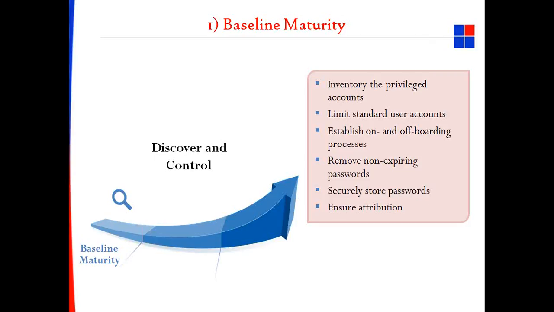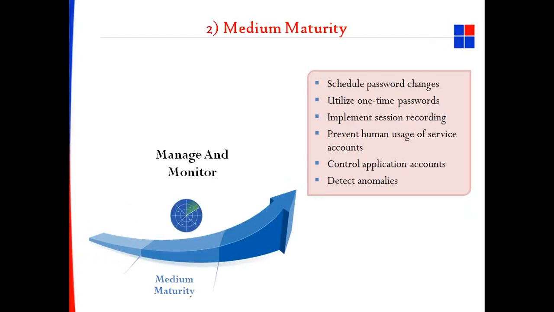Ensure attribution. What do I mean by that? Ensure that unique identifiable accounts are linked to individual users and the account is authenticated every time privileged access is granted on a system. This will ensure accountability and attribution of all actions. Let's go to the medium maturity model. In the medium maturity, we manage and monitor. We manage and monitor schedule password changes, utilize one-time passwords, implement session recording, prevent human usage of service accounts.